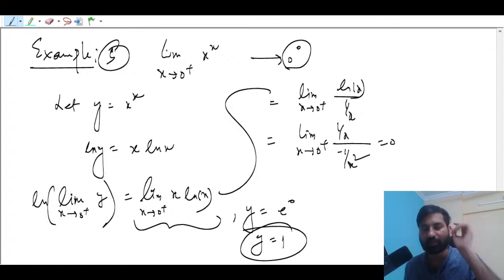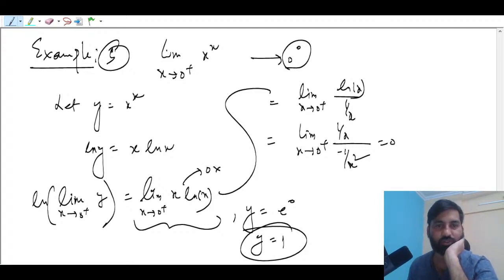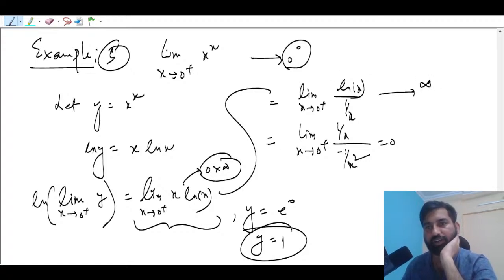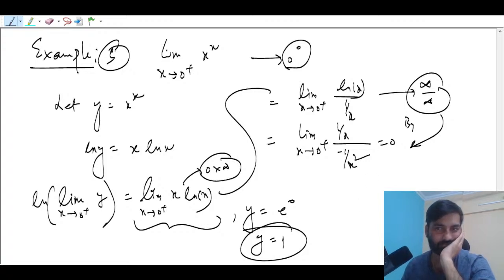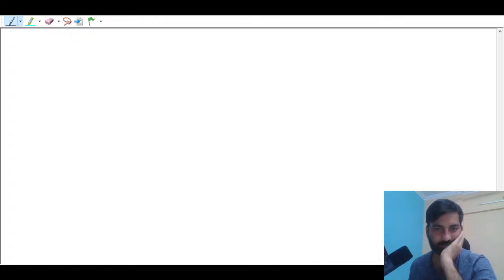Okay, so do remember this, how we are solving. This is a 0 into infinity form. Now we are converting into what? Infinity by infinity form and applying the L'Hopital rule. Done. Okay.